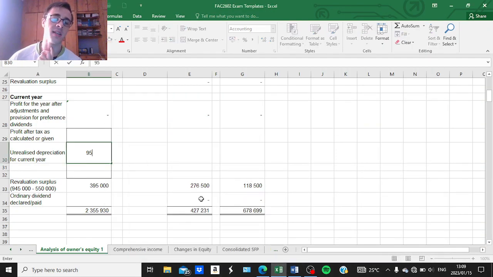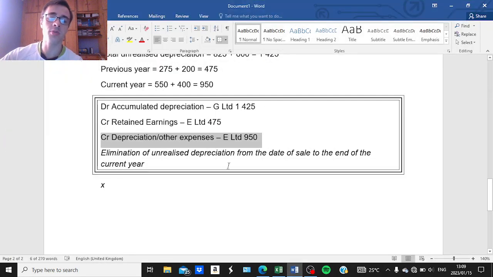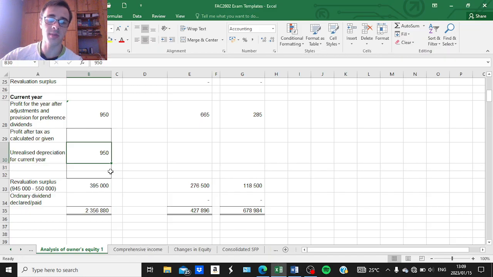Because we are decreasing an expense item, right, by crediting depreciation or other expenses, this will lead to an increase in the profit after tax amount. So therefore, we will show this as a positive adjustment in this section. Because we are decreasing an expense item, therefore increasing the profit after tax.